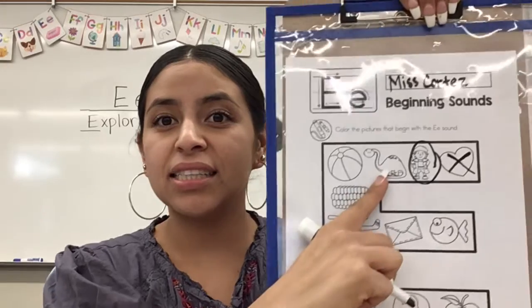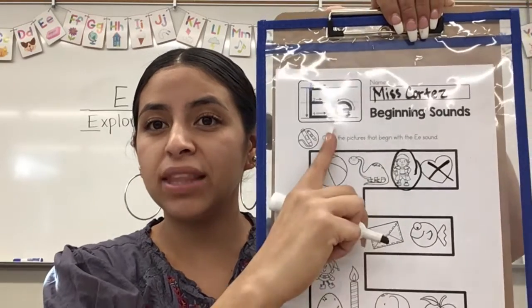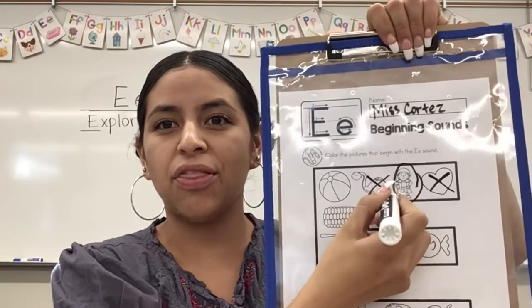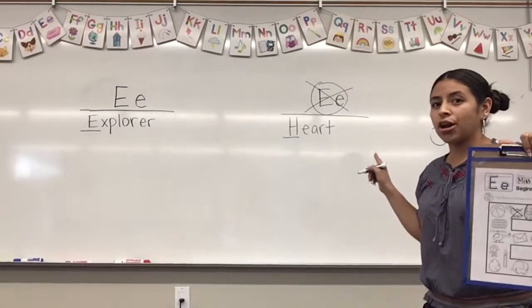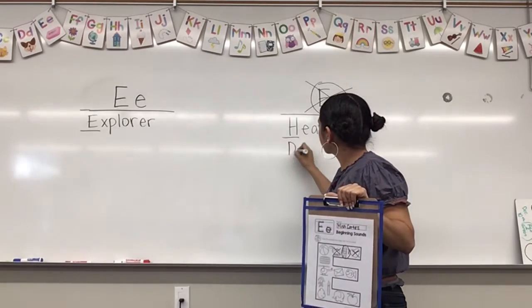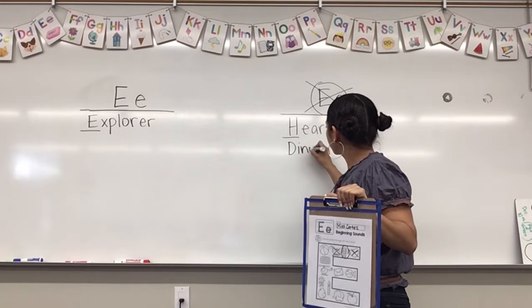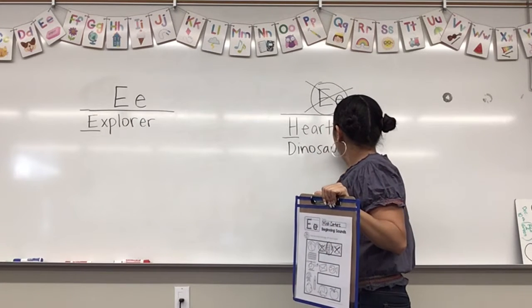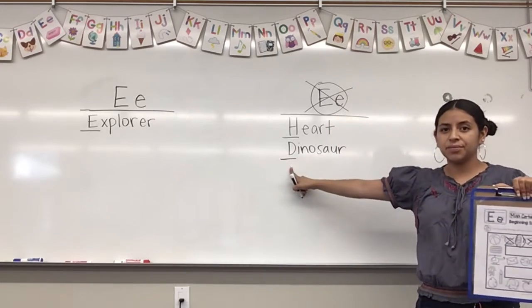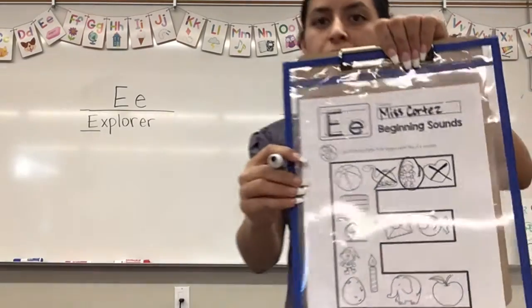All right, TK, we're moving on to dinosaur. Does dinosaur begin with the sound? No, right? So we're gonna put an X on that and we're not gonna color that. I'm gonna write that word on our side that does not begin with the letter E. Dinosaur begins with the letter D.